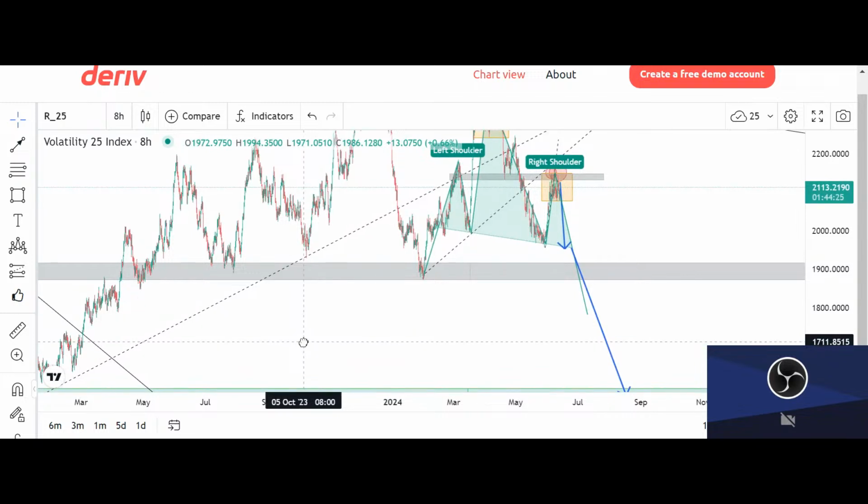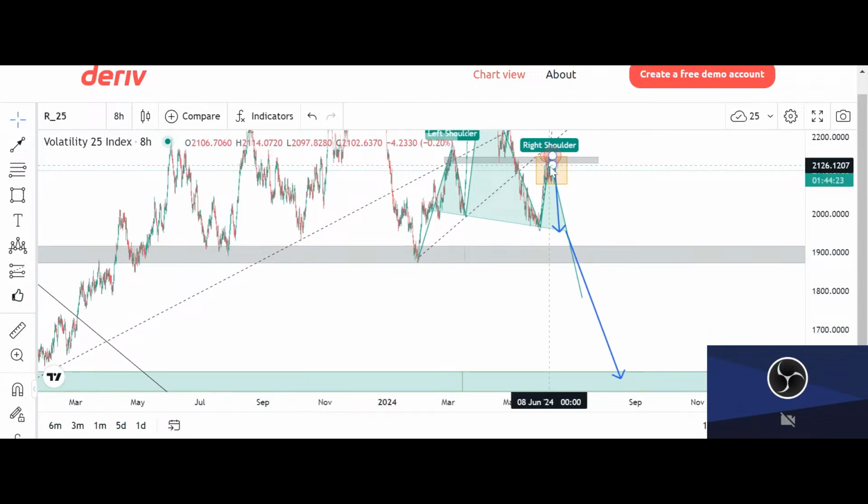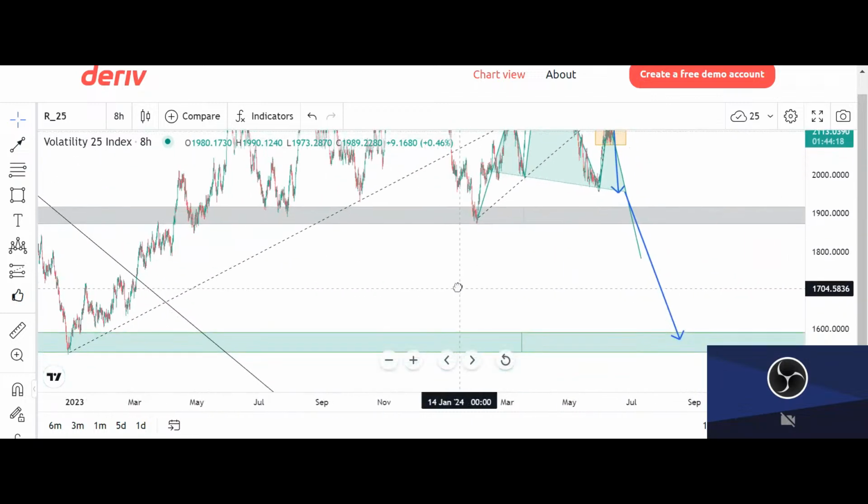Someone who is relatively very bold, most times they'll be like, should I go for a short position to come down here because V25 wants to balance itself.